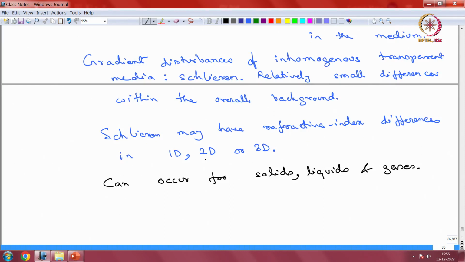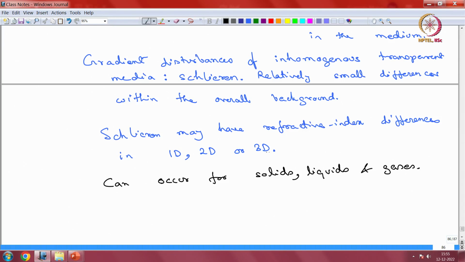Okay. So the overall idea is that you will have a situation where perhaps a flow is being created which is causing an inhomogeneity of the transparent media. Because of that inhomogeneity, there will be small differences of refractive index between different points of the system, and these small differences need not be very high. As I've already said, they can be very small, of the order of the third and the fourth place of decimal, and these differences can be in 1D, 2D, or 3D.